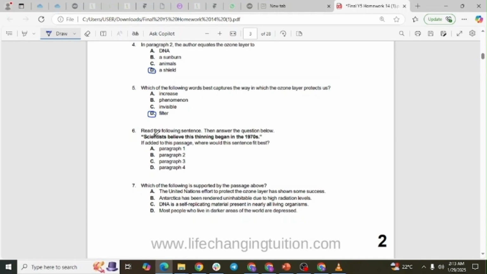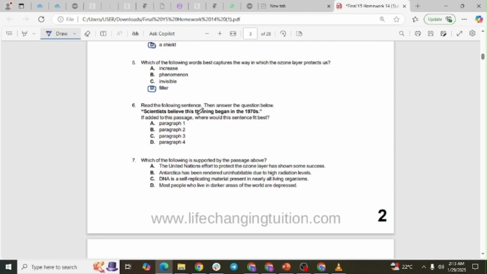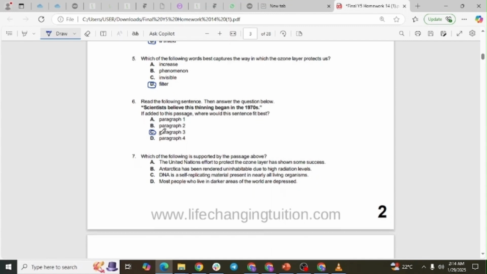Question 6. Scientists believe this thinning began in the 1970s. Where should this sentence be placed in the passage? A. Paragraph 1. B. Paragraph 2. C. Paragraph 3. D. Paragraph 4. Answer. C. Paragraph 3. Explanation. Paragraph 3 focuses on the ozone layer's thinning and references how it has worsened over recent decades. The 1970s date aligns there.